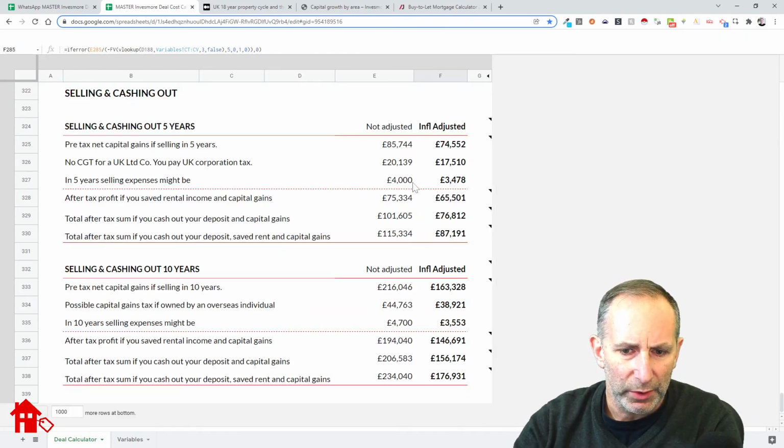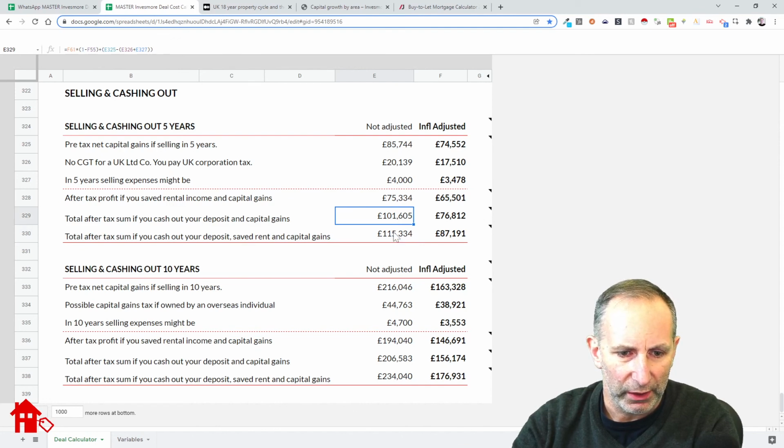So the next thing is, maybe you want to sell. Okay, I'm out. What am I going to get out of this thing? Well, if you cash out and factor in your deposit, then that's what you would take out of it in 5 years' time, excluding deposit. But if you decided, oh, I'll just take out the deposit as well, then we're up to 100,000. And if you cash out everything plus the rental gains, you're 115,000 up. In today's purchasing power terms, 87,000.